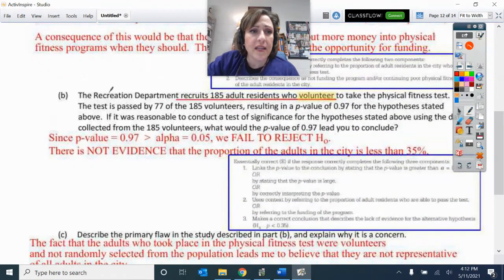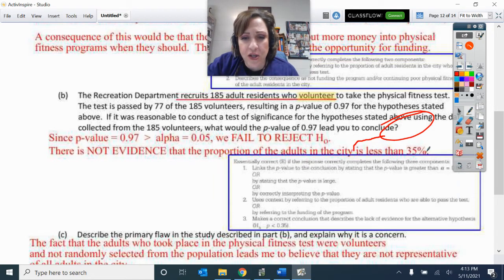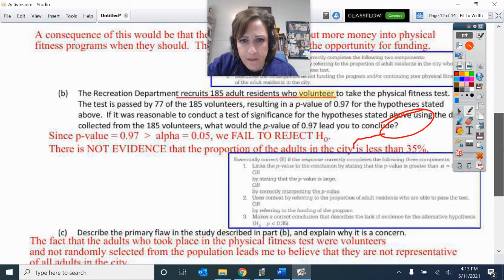B says they recruit 185 volunteers. They got this p-value. So to get credit here, what would they conclude? Since the p-value of 0.97 is greater than alpha, we would fail to reject. There is not evidence that the proportion of adults in the city who pass the physical fitness test, I forgot that little bit, is less than 35%. Okay, you had to make that connection to that.